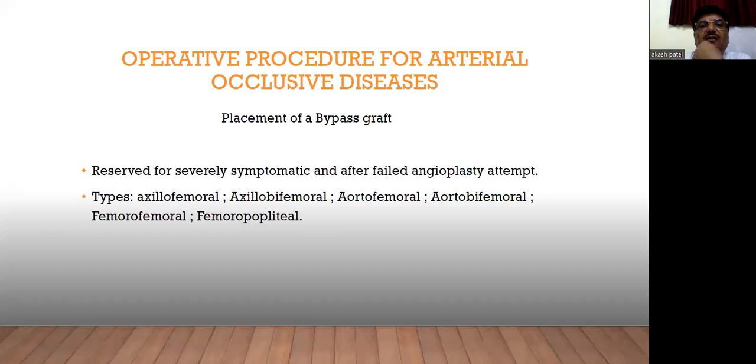Operative procedure for arterial occlusive disease is placement of a bypass. Reserved for severely symptomatic patients and after failed angioplasty attempt. And types are axillofemoral, axillobifemoral, aortofemoral, aortobifemoral, femorofemoral, and femoropopliteal. Out of these, the most common are aortobifemoral and femoropopliteal.